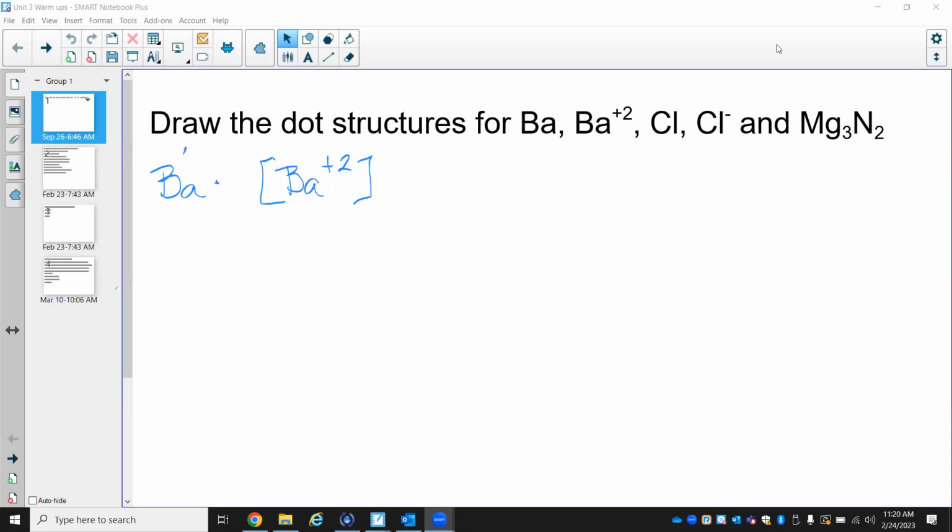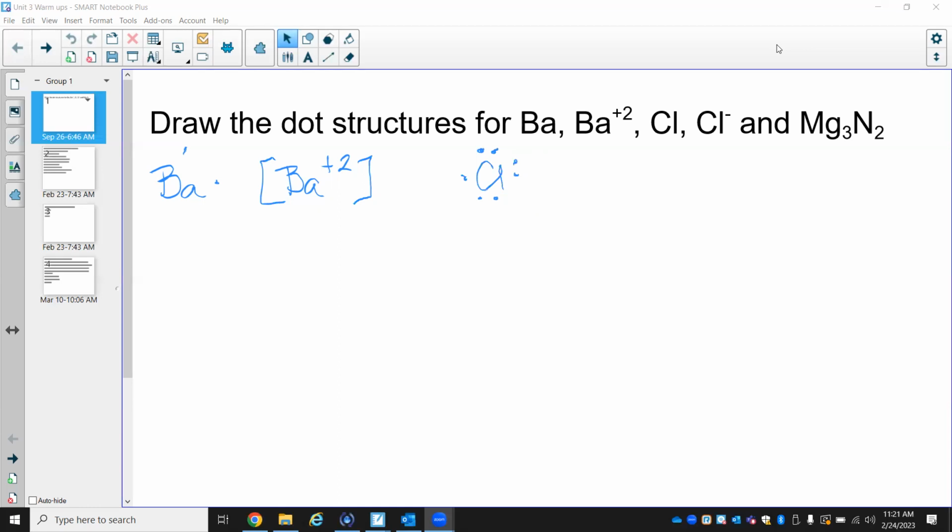For chlorine, it is number 17 on the periodic table. It's in that group 7A. So it has 7 valence electrons that will be drawn around the atom.